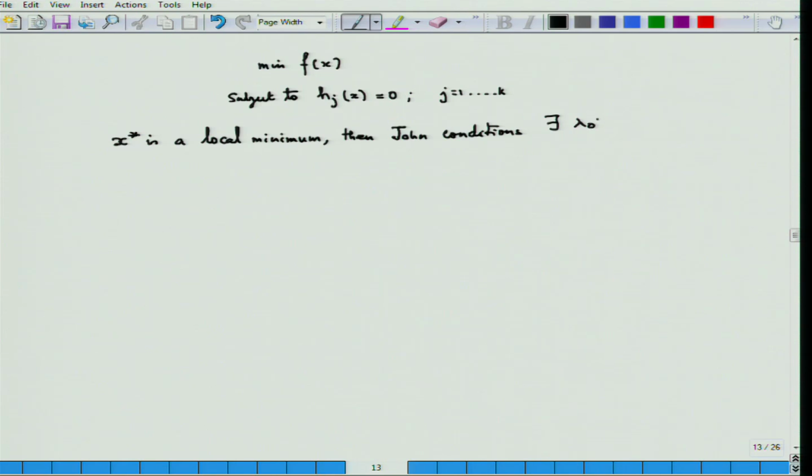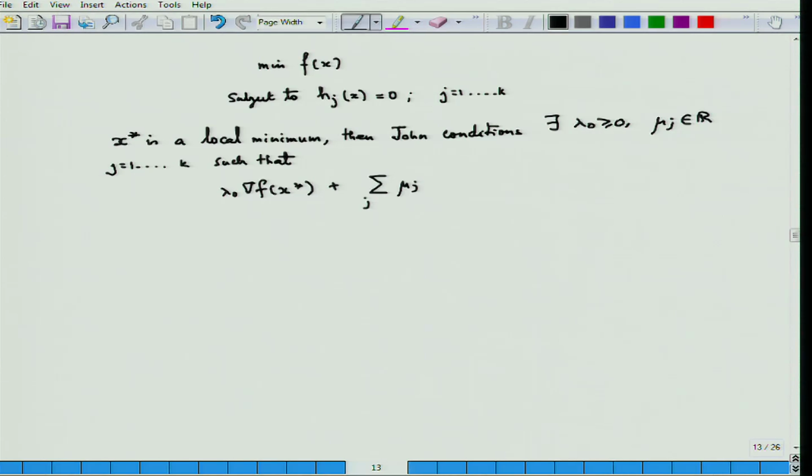there exist lambda naught and mu j, element of R, j moving from 1 to k, such that the gradient condition holds. So, that is the condition. Now, of course, you are assuming continuous differentiability. Now, what is important to know, what happens when lambda naught is equal to 0?